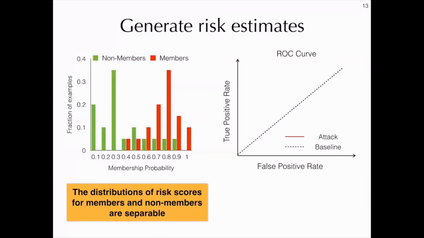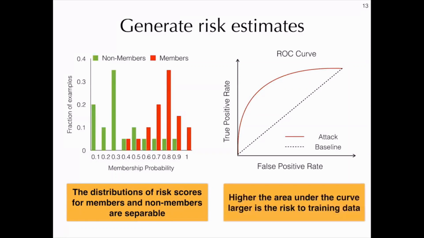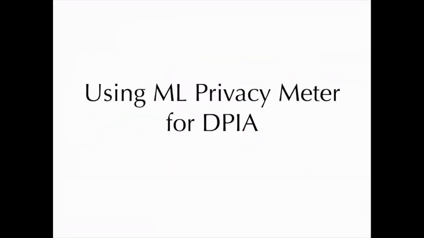ML Privacy Meter automatically plots the ROC curves that are achieved by our simulated attackers. The area under these curves represents the success of the attack, and the higher the area under the curve, the larger is the risk to training data. These numbers not only quantify the success of a membership inference attack, they can also be seen as a measure of information leakage from the model. Such quantification of risk from machine learning models can be very useful in performing a data protection impact assessment, DPIA.